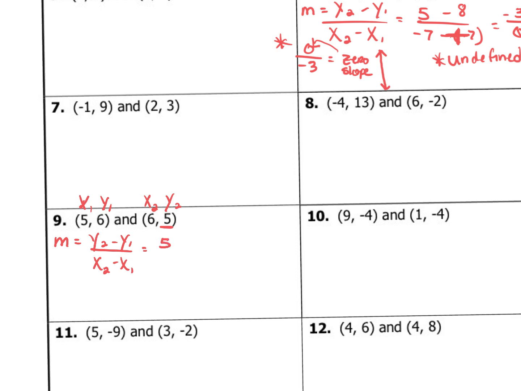Y2 is 5 minus 6 over 6 minus 5. That is negative 1 over 1, which is negative 1. And this is our slope. So again, the slope can be a fraction, positive or negative, a whole number, positive or negative, or 0 or undefined.